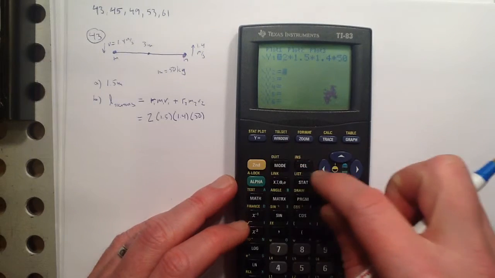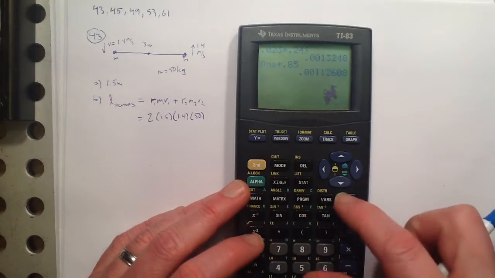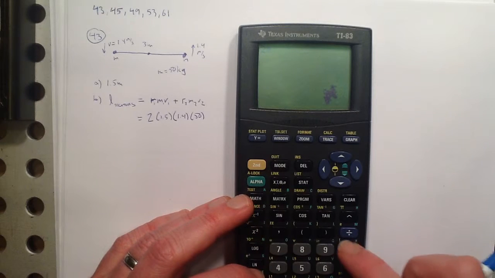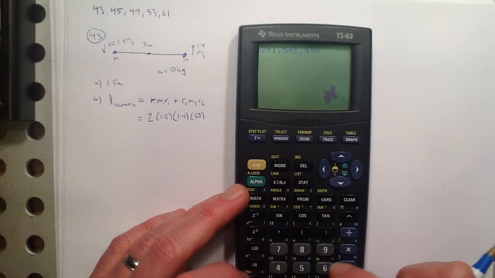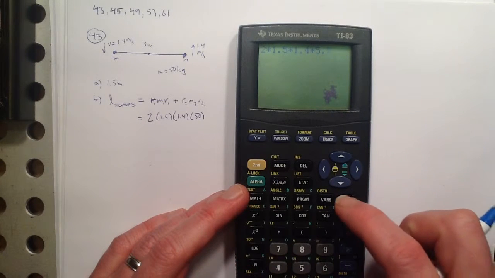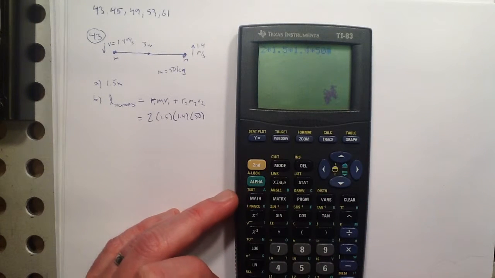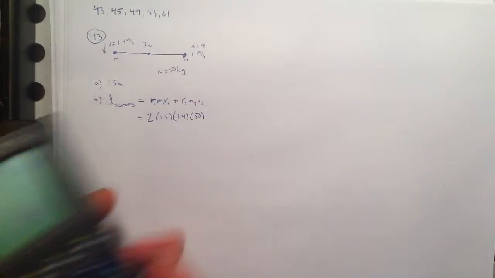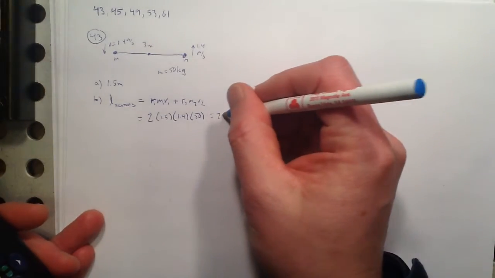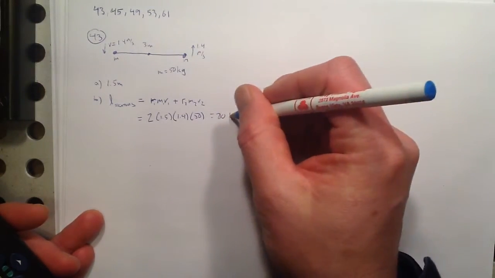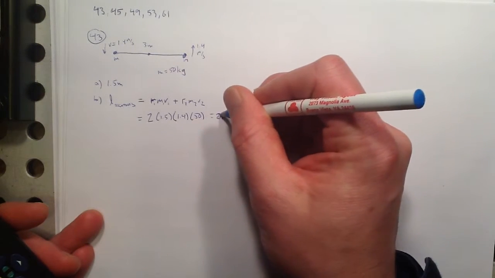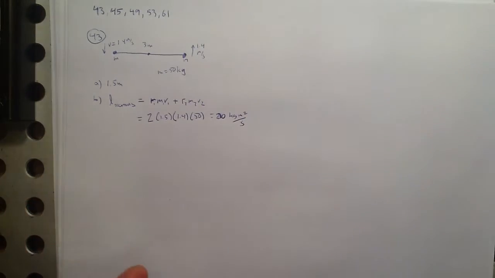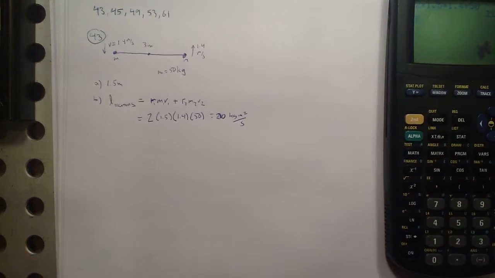Oops, sorry, what am I doing on that screen? Let's try that again. 2 times 1.5 times 1.4 times 50. So that's 210 kilogram meters squared per second. That's the total angular momentum of the skaters.